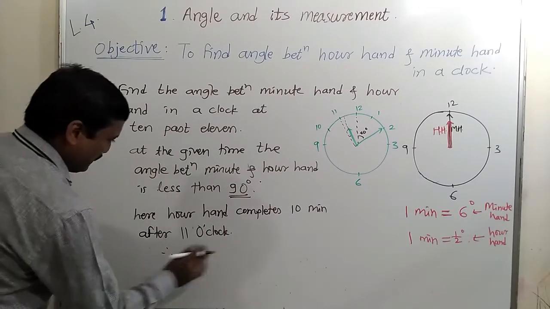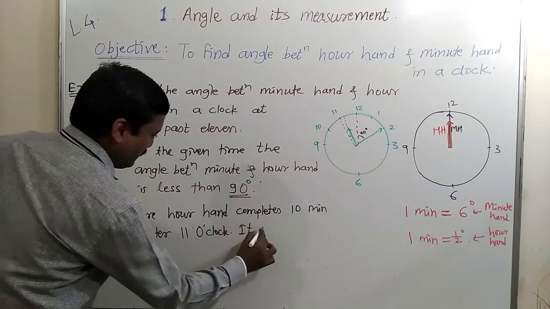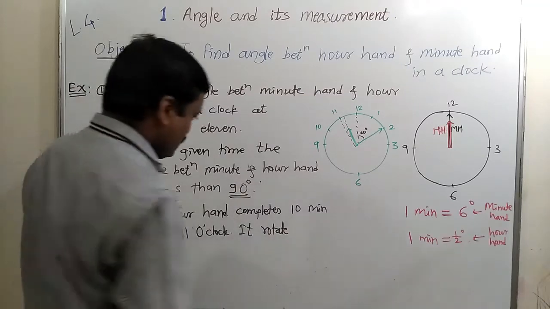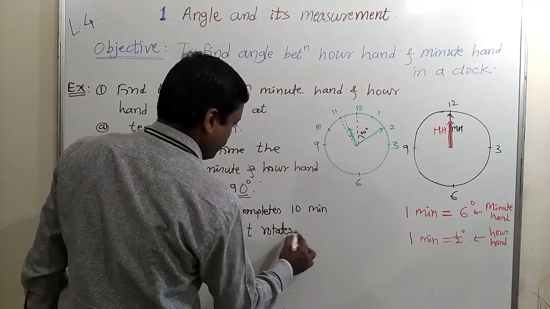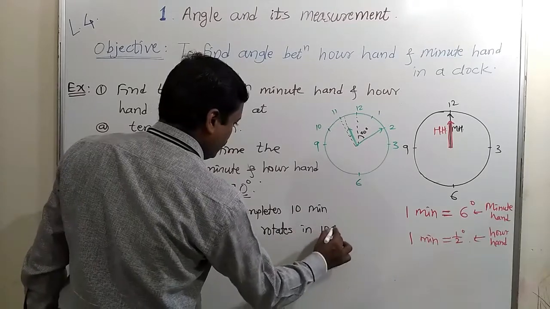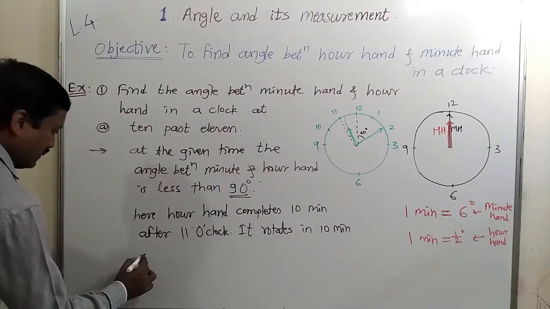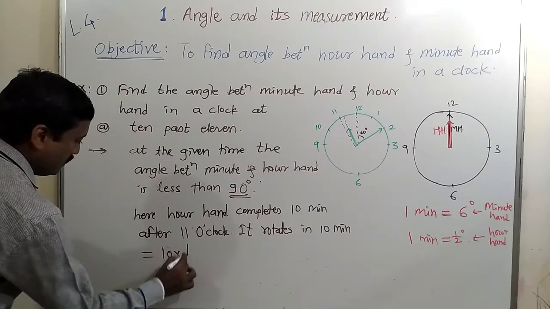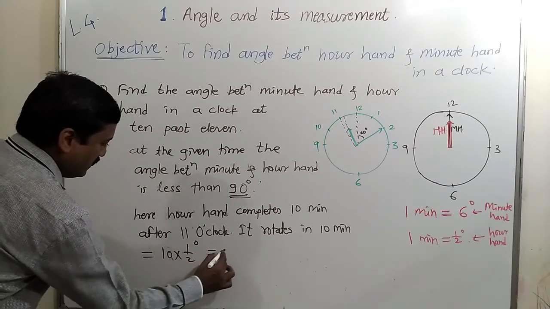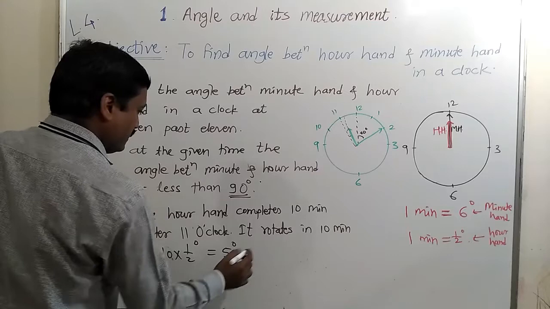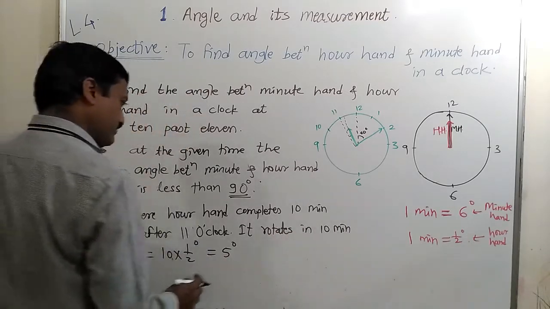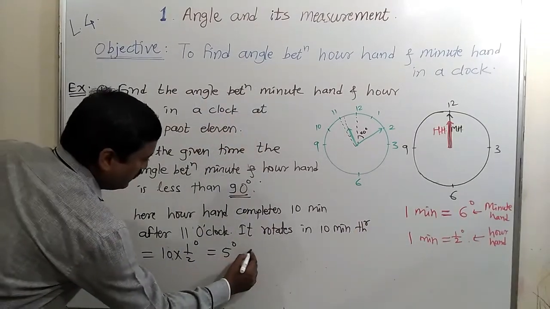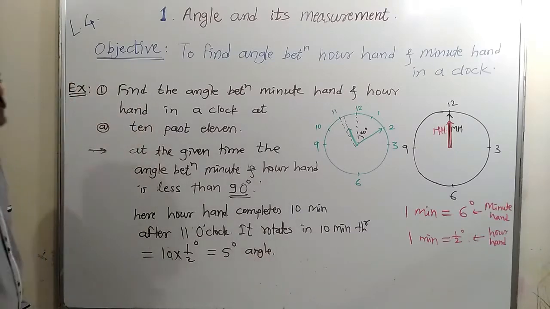Therefore, it rotates in 10 minutes equal to 10 into half degree, that is 5 degree. It rotates through a 5 degree angle. Is it okay?